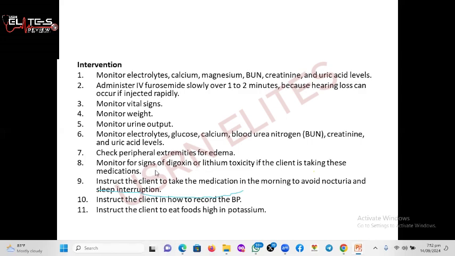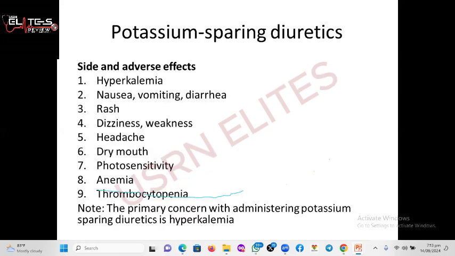Then you have to monitor for signs of digoxin toxicity. Remember, we are saying that this medication can lead to hypokalemia. And so in hypokalemic states, if someone is taking digoxin, it can lead to digoxin toxicity. Then, lithium, you need to monitor lithium levels as well too. And monitor for any lithium toxicity that can equally happen. Blood pressure, you need to monitor. High potassium diet, very, very important to replace the potassium that the client is losing.